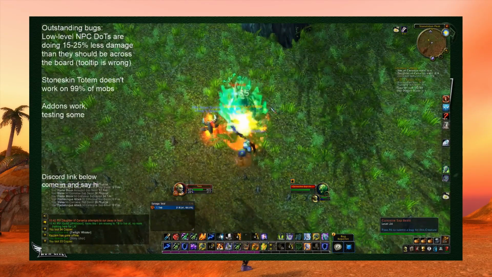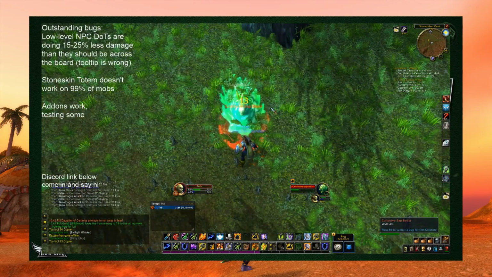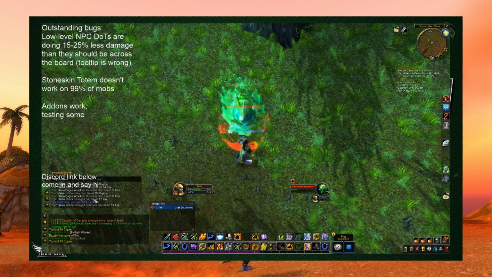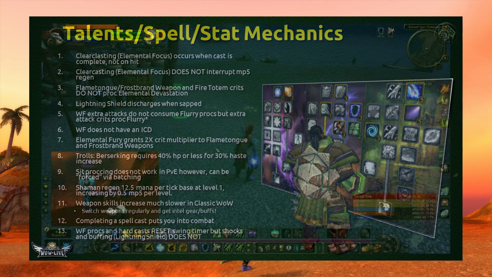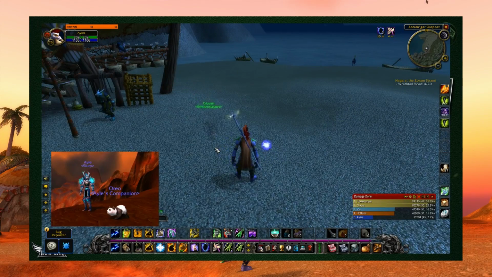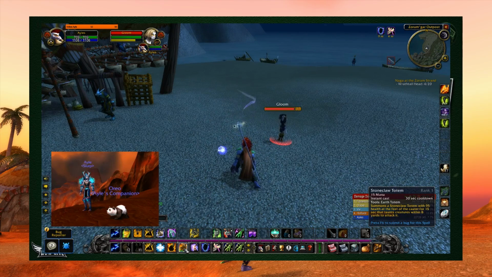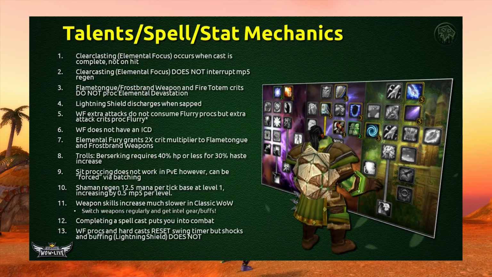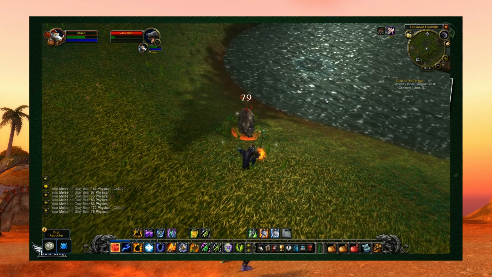I kind of talked about this in the previous slide. Totems are not considered spells, but they are on the spell hit table, so they do not proc Elemental Devastation. So if you get a crit with a Flametongue weapon proc or a fire totem, you will not gain that effect. Next is that Lightning Shield will discharge if you're sapped. This is kind of interesting considering that some rogues are going to go into the talent that lets them sap and remain in stealth. Well, you could get those rogues out of stealth if you have Lightning Shield on. Keep that in mind.